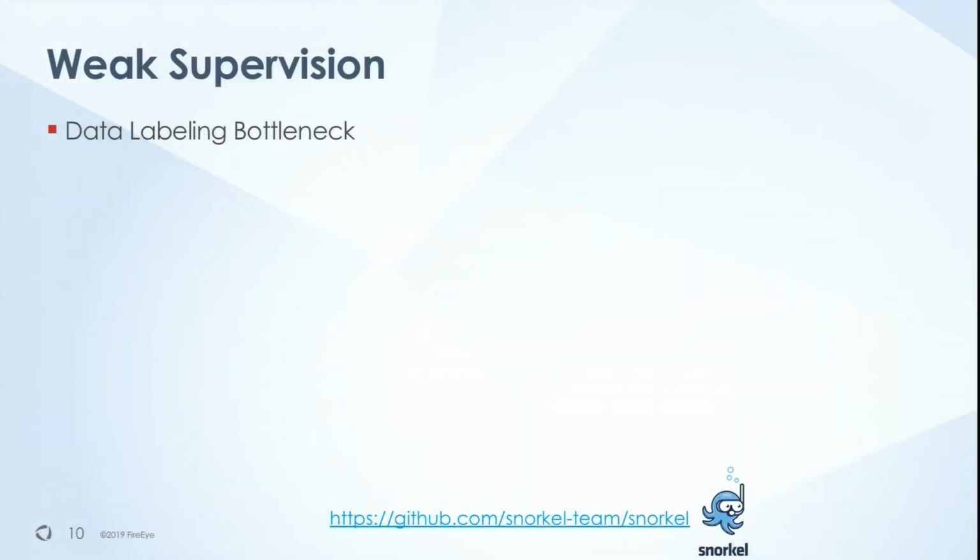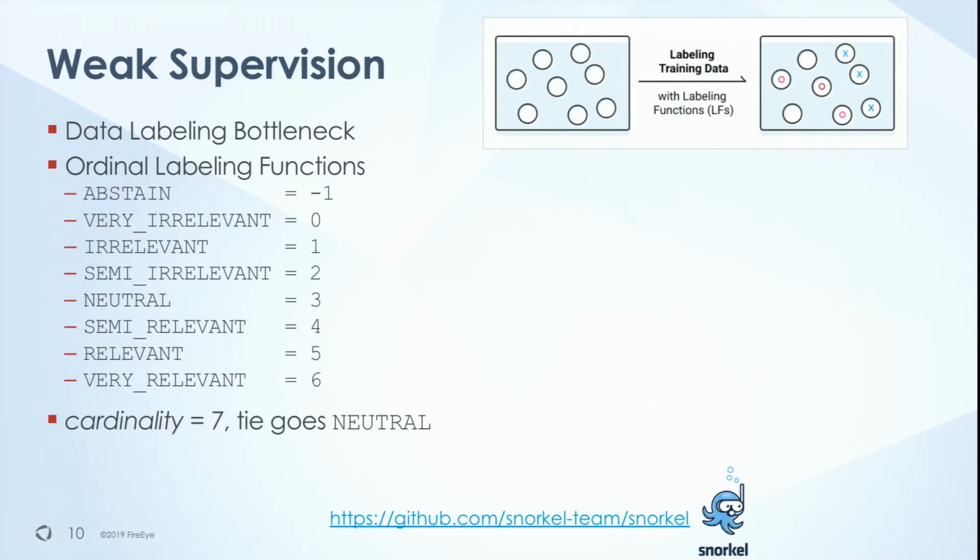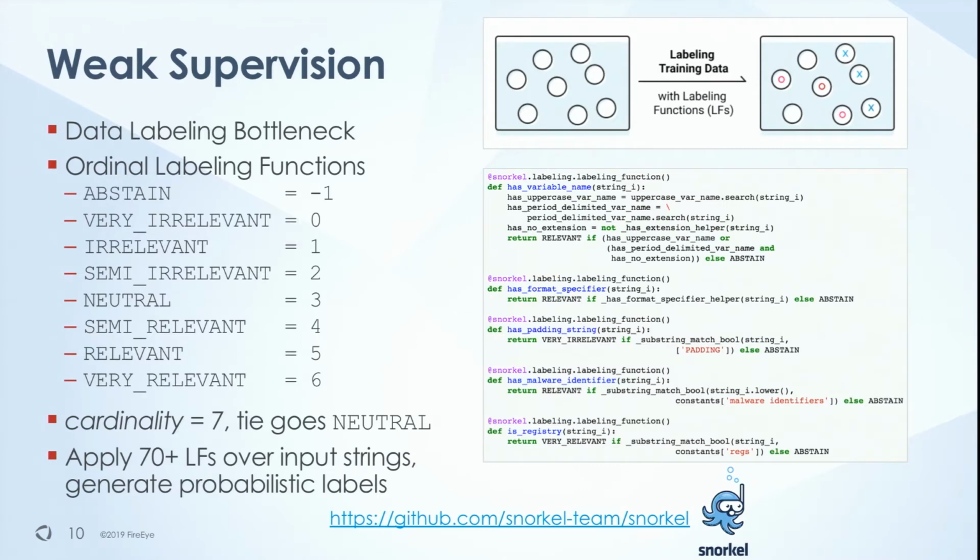What we want to do is create a bunch of labeling functions on our data and generate weak labels for them. By weak, I mean they're noisy, they're not 100% accurate, and we're going to frame this as an ordinal task, right? So we have unlabeled data, we run a bunch of labeling functions over them, now we have labeled data. Our labeled data will look like ordinal labels. Each one will take as input a single string, and will output a score, encoded as very relevant, irrelevant, semi-relevant, and the score will range from 0 to 6, so 7 total choices. If a string is not labeled by a labeling function, it will be an abstain, there will be no vote.